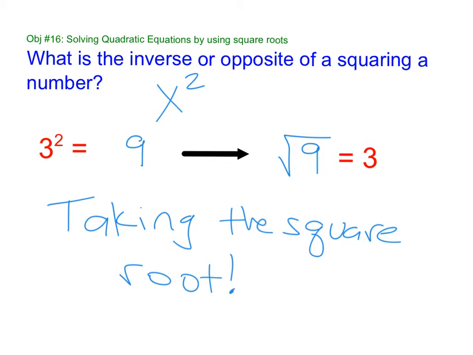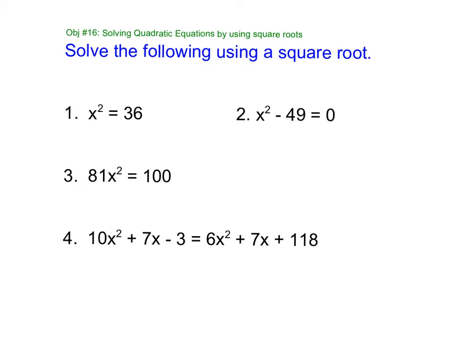But there are only very specific instances when we're allowed to do this. The only time we can do this is if we have an x squared by itself. So see in number 1, we have x squared equals 36. The opposite of squaring something is square rooting it. So I'm going to square root both sides. The square root of x squared is just x. The square root of 36 is 6.